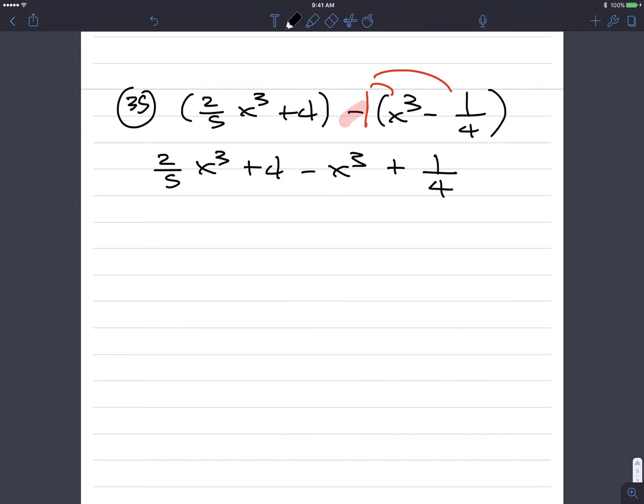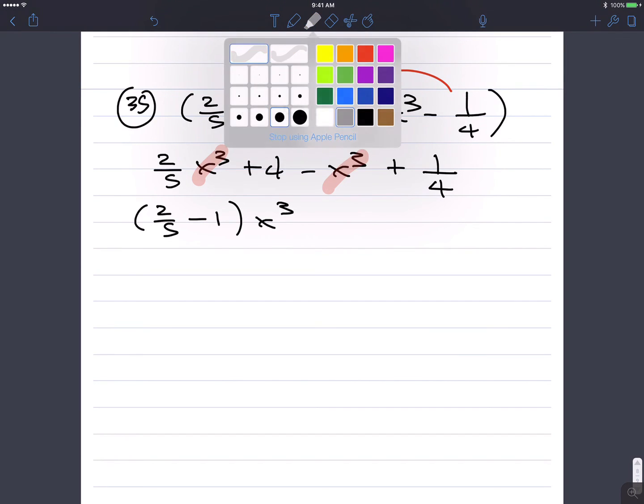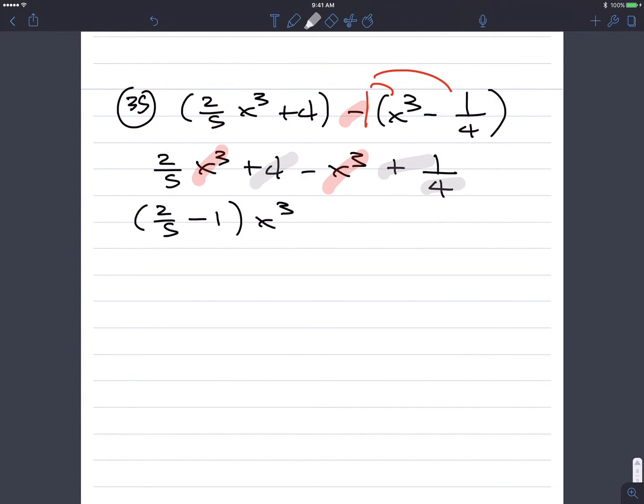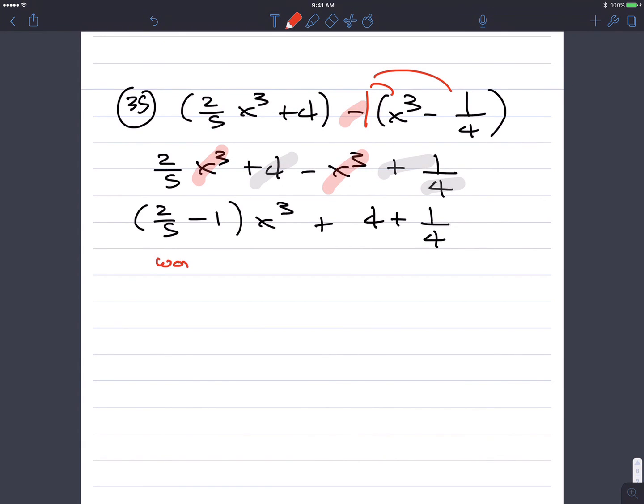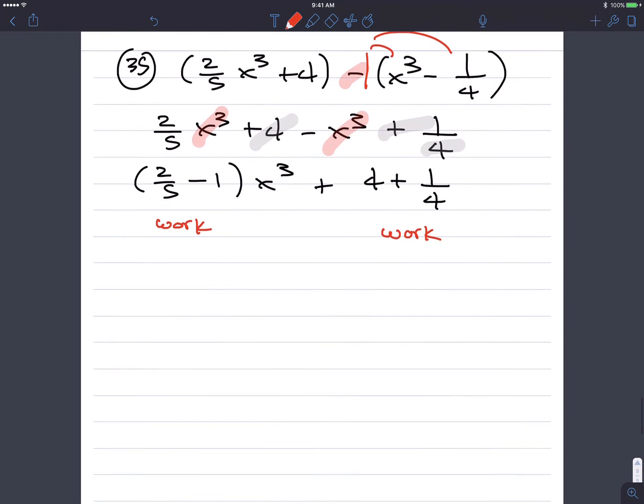Notice in this problem here a few things. This time I can add some apples together or subtract them. So I have really 2/5 minus 1 x cubed. And now we don't have bananas, but we have money. In other words, I'm going to have to add 4 with 1/4. On the left, I have some work to do. On the right, I have some more work to do. We have fraction work.